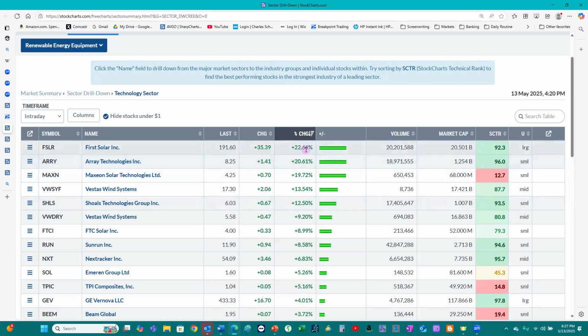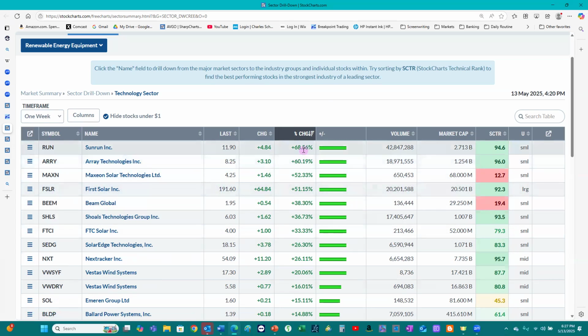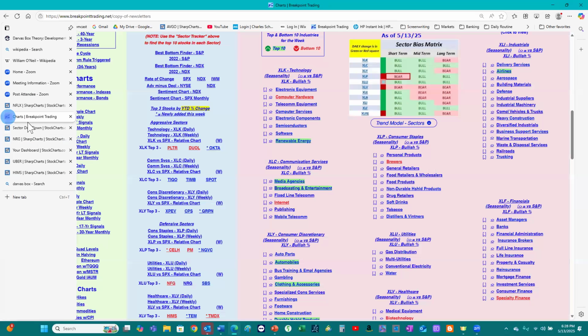And you see First Solar was up 22% today. Array Technologies up 20%. Sunrun up 8.5% today. Next Tracker up almost 7%. That's just for the day. If we're looking for the week, Array Technologies is up 60% for the week. Sunrun is up 68% for the week. First Solar is up there too. So there's Solar Edge, which has been moving up nicely recently. You can see most of these had been really beaten down, way down near the bottom, and they're all making a run now. So that's an area to maybe take a look at.